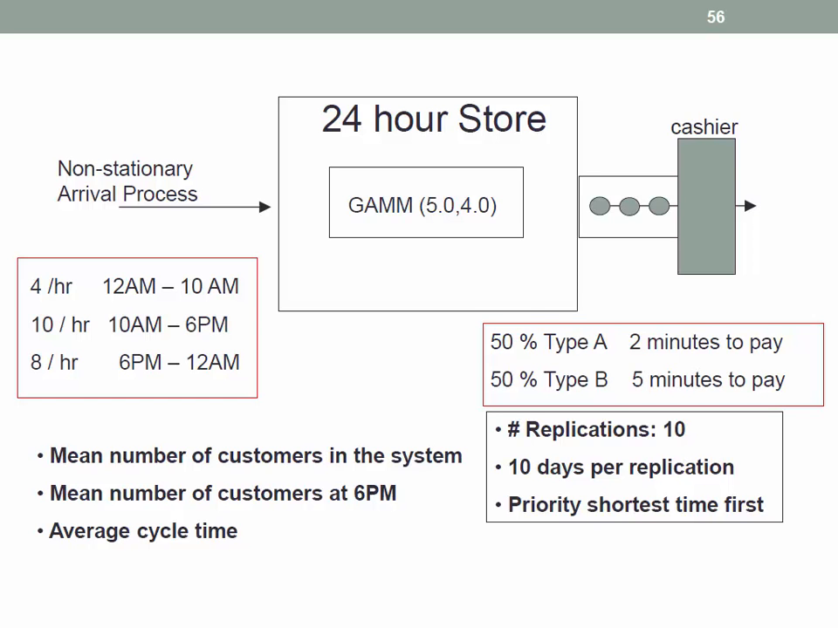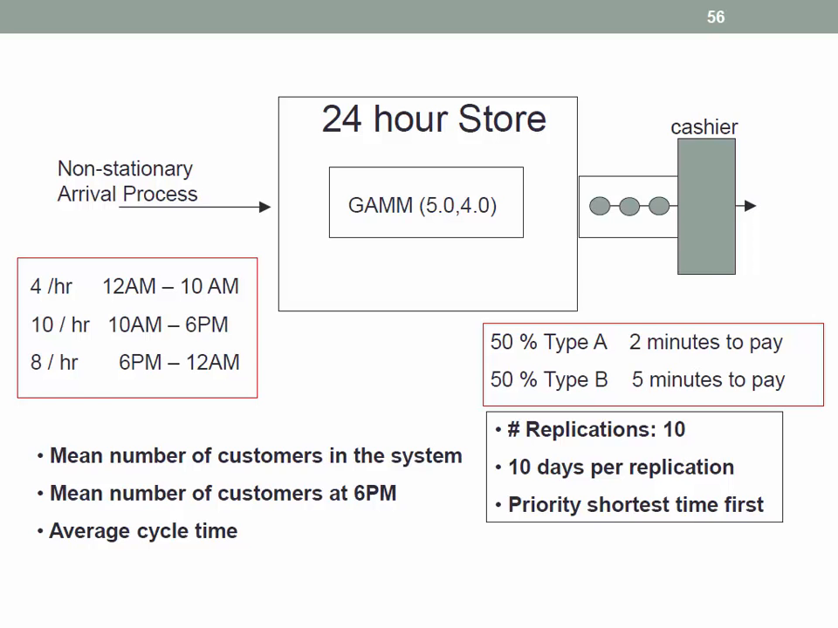The other thing that is important here is that we're going to have, again, a non-stationary arrival process. So we expect 4 arrivals per hour from 12 a.m. to 10 a.m., and then 10 arrivals per hour from 10 a.m. to 6 p.m., and then 8 arrivals per hour for the rest of the day. And we are interested in computing the mean number of customers in the system, so this is the working process.